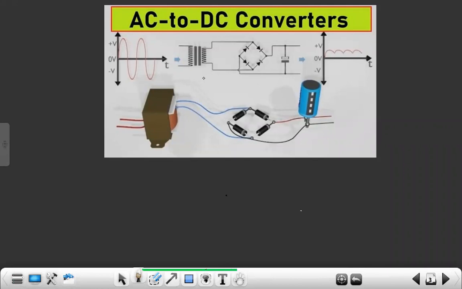Yes. Today we are going to learn about AC to DC conversion. Here in AC to DC conversion, we are using one transformer, four diodes, and one filter capacitor. Prior to this, we should know how this is possible along with a transformer.